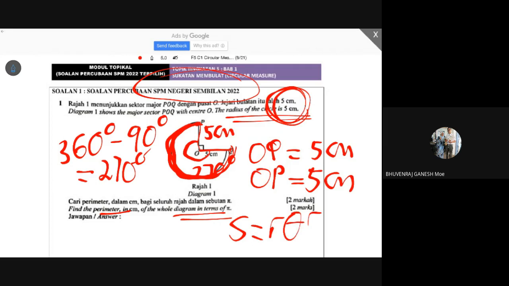Okay, this one, I'm not talking about the inside one. Saya tanya yang ni saja. Just this one. Yang kat luaran, the outer part only. So it's called arc. Okay, not this one inside here. So the radius we already know. Kita tahu jejari dia 5.